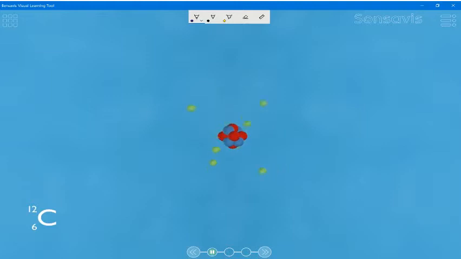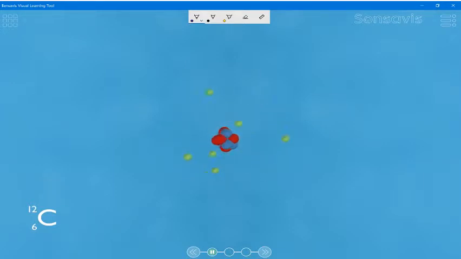All carbon atoms contain the 6 protons. So their proton number, this lower number here, is 6. However, not all carbon atoms are identical. Some have more neutrons than others. So most carbon atoms are like this.